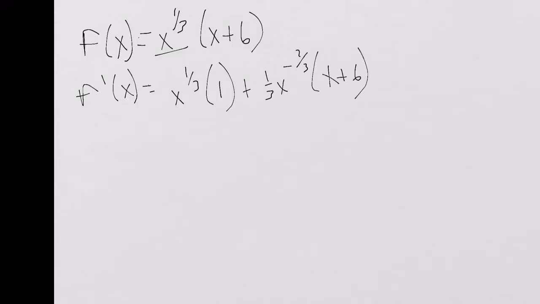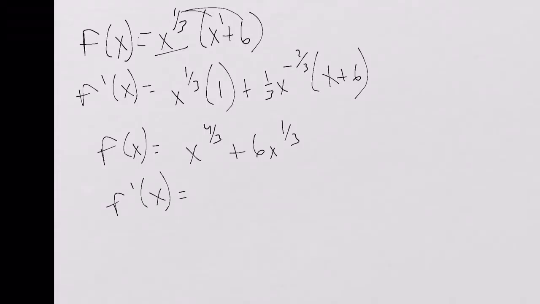Again, this answer should be equivalent if we would have expanded, just distributed our original function and said x to the 4/3. When you multiply like bases, you add their exponents. Right, so we distribute it, and now if we take the derivative using the power rule, these things are going to be equivalent. They're going to look different, but they are the same.